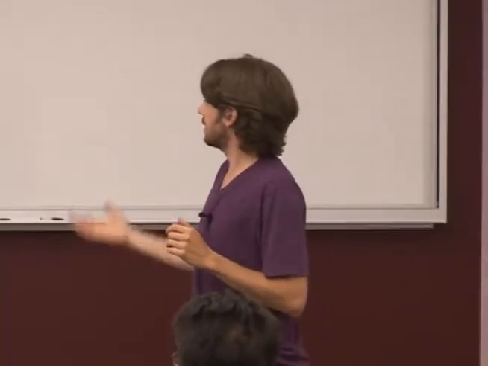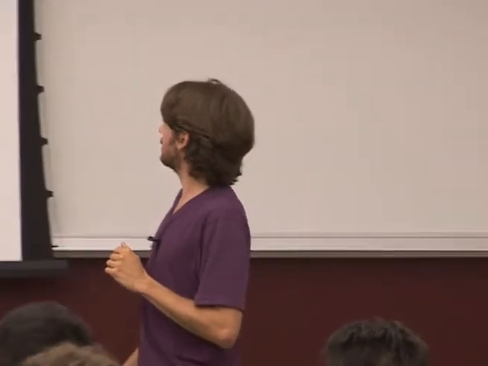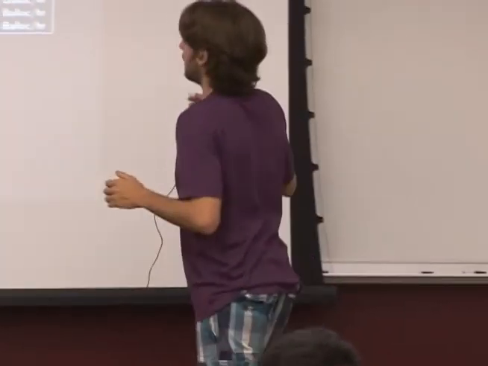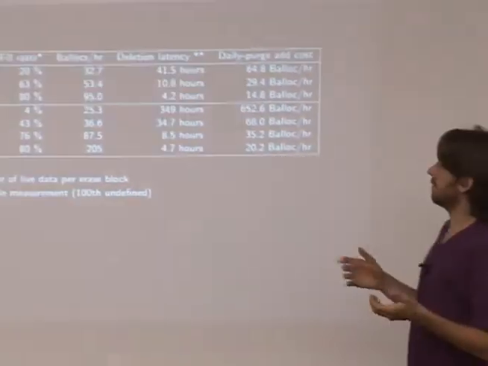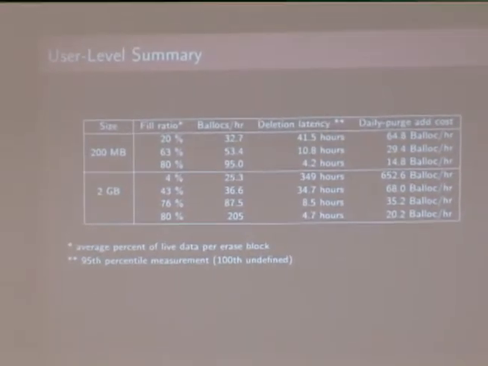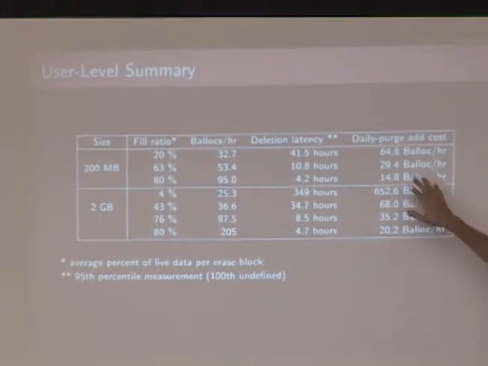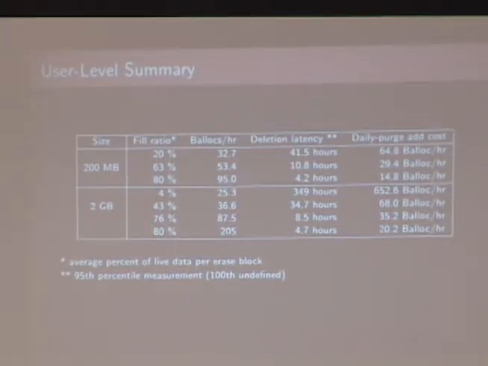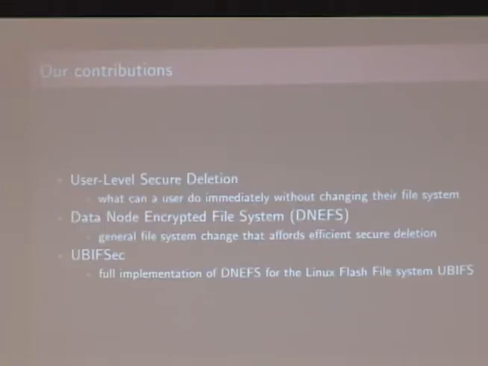So in summary, I guess I can put this slide here so we can see it in comparison. Then the user has some sort of trade-off. They can choose how much of their block allocation rate, based on their actual load depending on how they're using the device, the daily purge add cost, and they can decide what would be suitable for their purposes. But this is in user space. Obviously, we can do better.